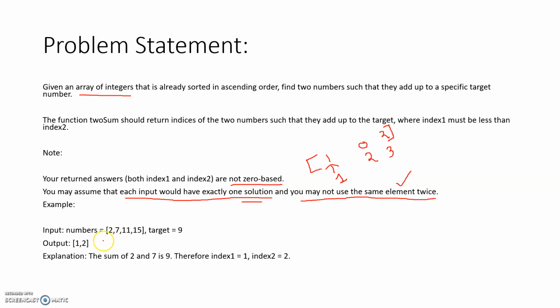From the example itself it is quite clear. Suppose our numbers array is 2 7 11 15 and our target is 9, then 2 plus 7 will lead to 9. So basically 2 and 7 are the first element and second element, so the indices are 1 and 2. Okay, see, this is not zero based. Generally in Java, this is the 0th index, this is the first index, so the output would be 0 and 1, but our output is 1 and 2, that is, the output is not zero based. Okay, so the explanation here says the sum of 2 and 7 is 9, therefore index 1 is 1 and index 2 is 2.